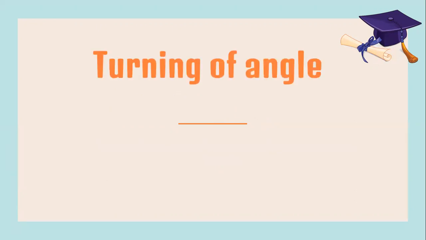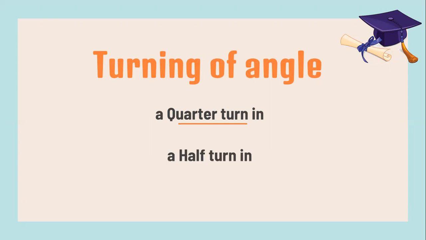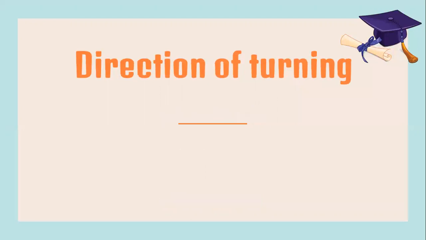Just to remind you also about turning of angle, we have a quarter turn, a half turn, and then a whole turn. So these are the three kinds of turning of angle. I hope you still remember it. Now, talking about turning, it has a direction. We call it the direction of turning. It is divided into two. The first is clockwise. The second one is anti-clockwise.